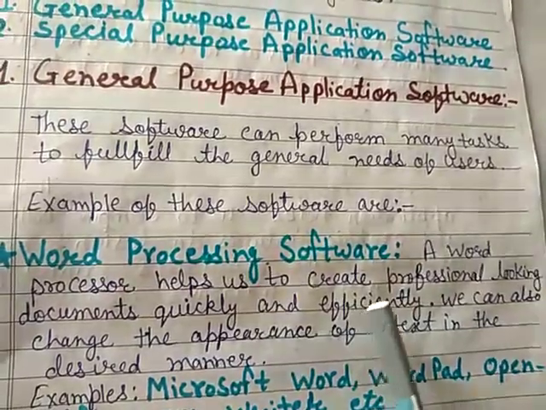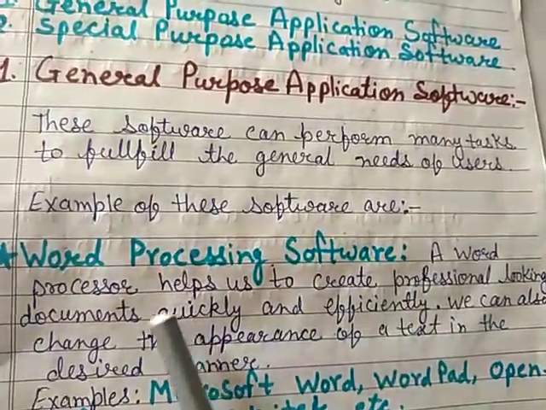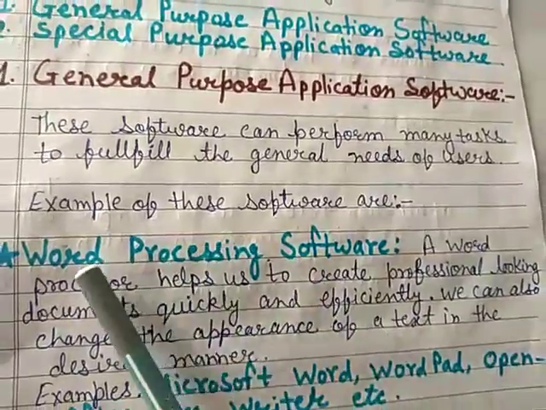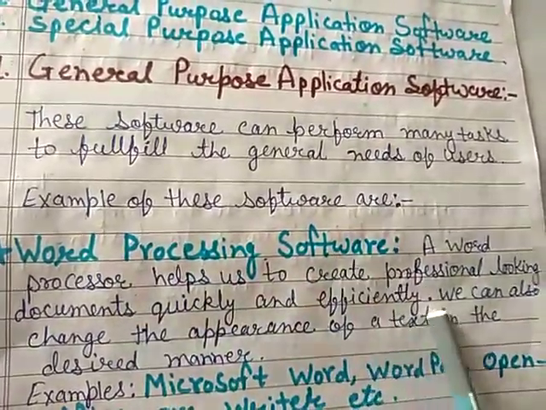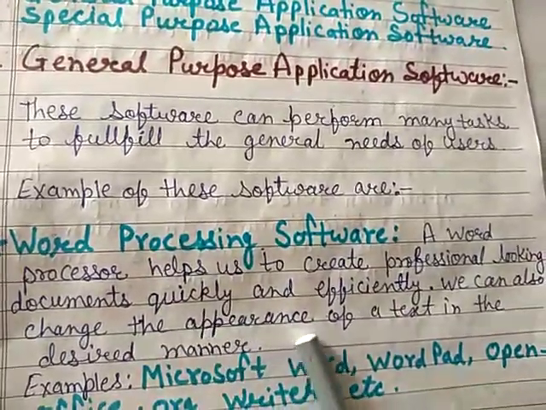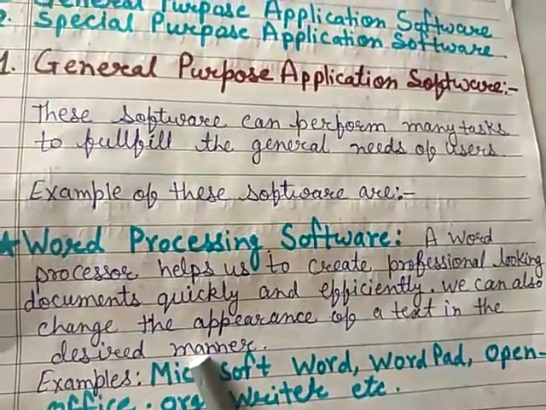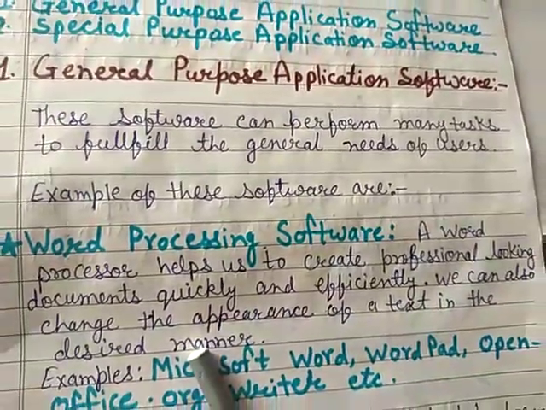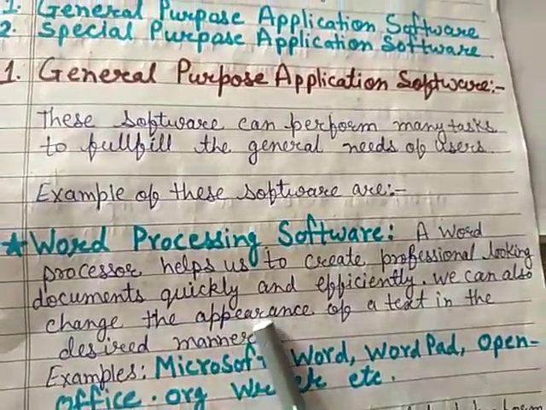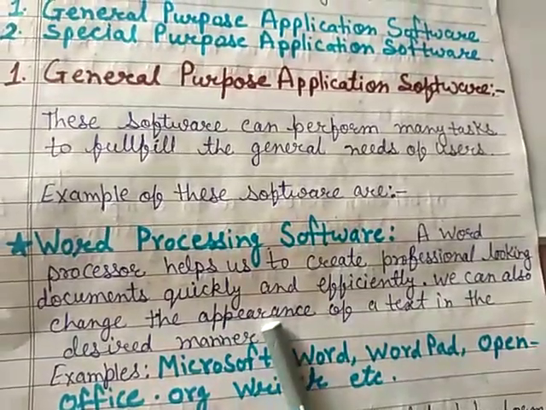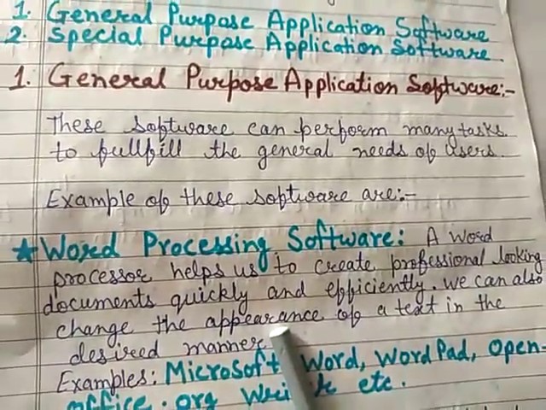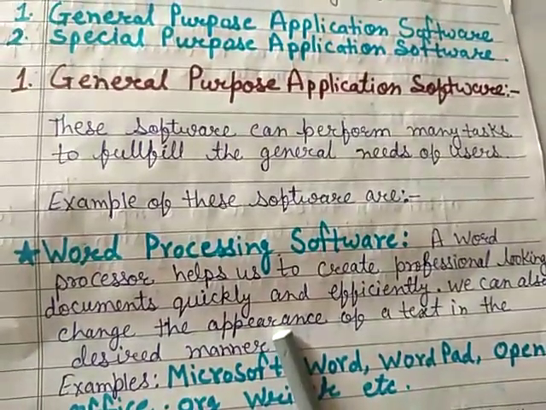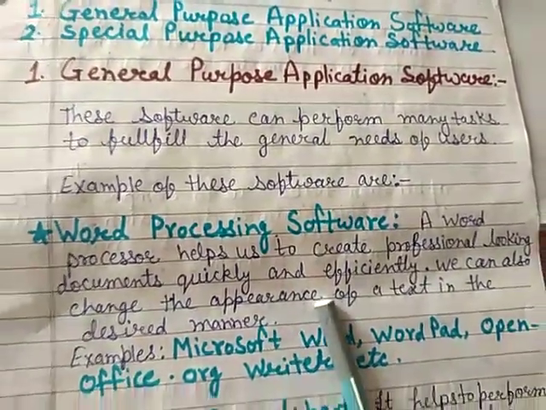That means if you want to create some professional looking documents in a short time and in an efficient manner, we will use word processing software. We can also change the appearance of a text in a desired manner. Children, when you were using MS Word in the computer lab in your school, you were changing the appearance of your text by making it bold or putting a line under it, that means underlining it. You were also changing the size or the type of the text.